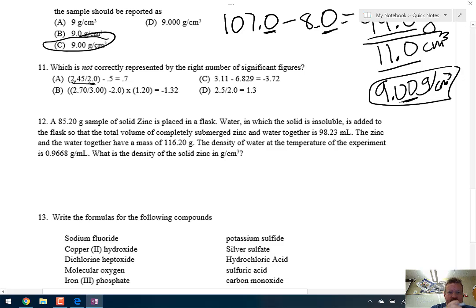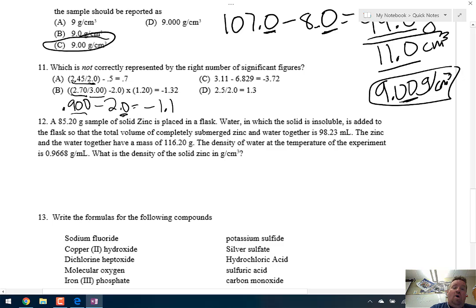Oh, gosh. So 2.7 divided by 3 equals 0.9. But again, I have to look at the whole thing. 2.7 has 3. 3.00 has 3. So that's actually 0.900 minus, right, subtract 2.0 equals negative 1.1. Now we're thinking, okay, 3 after the decimal point, 1 after the decimal point. I can only have 1 after the decimal point, so negative 1.1.